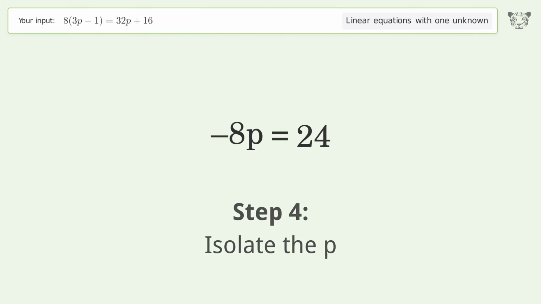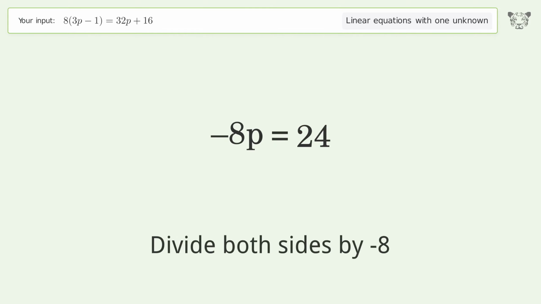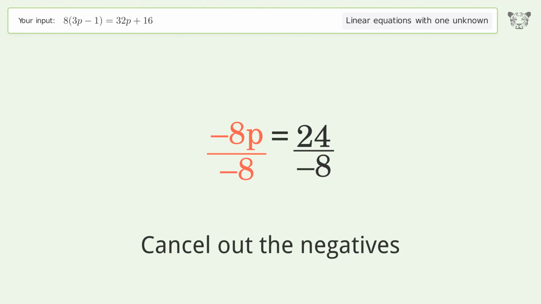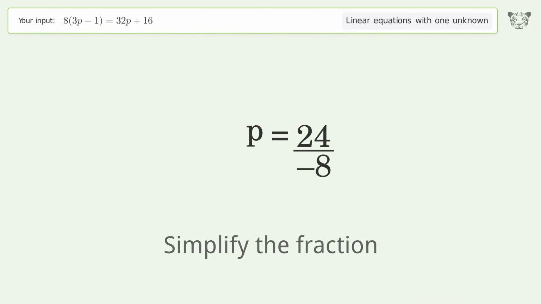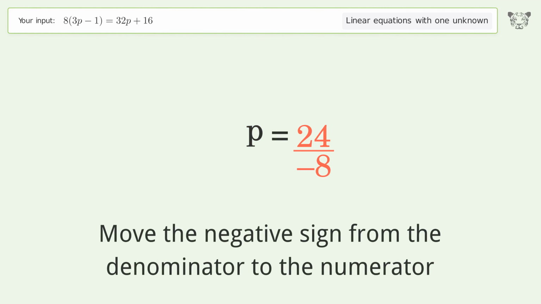Isolate the p. Divide both sides by -8. Cancel out the negatives. Simplify the fraction. Move the negative sign from the denominator to the numerator.